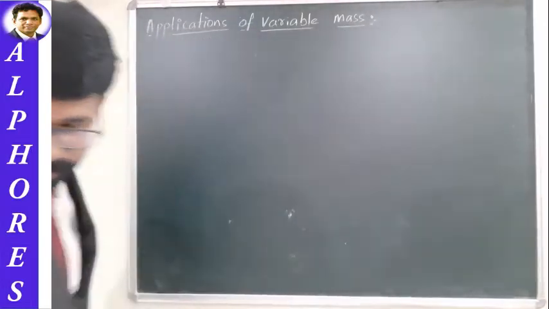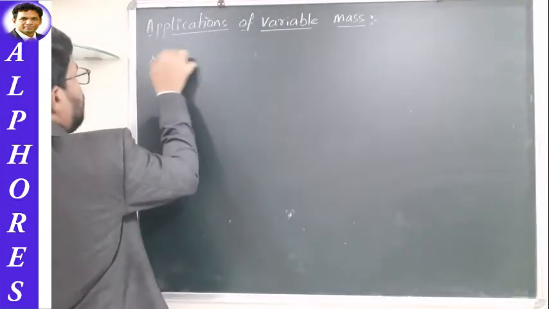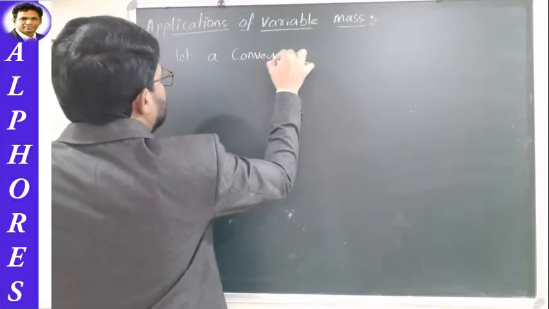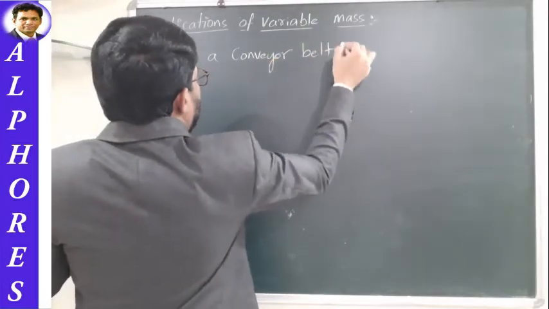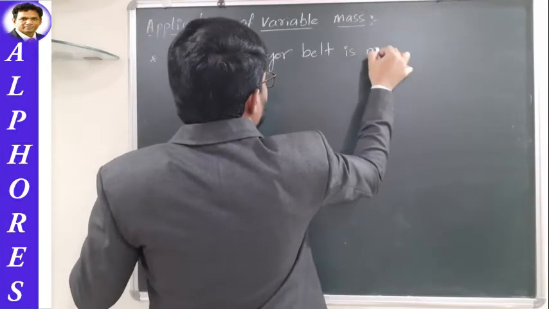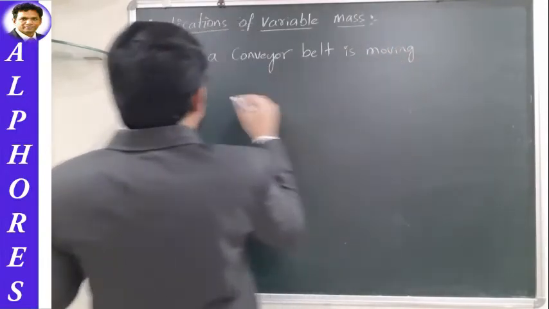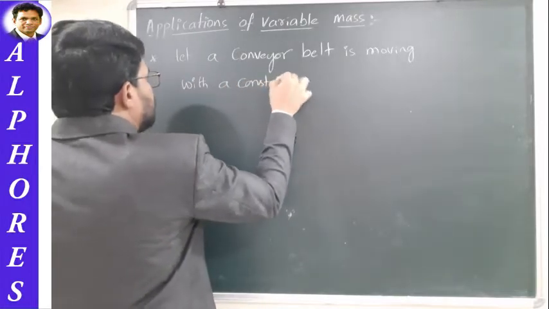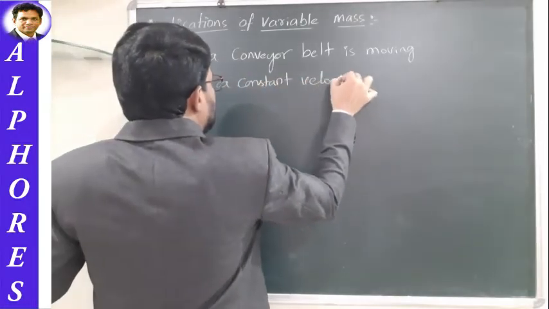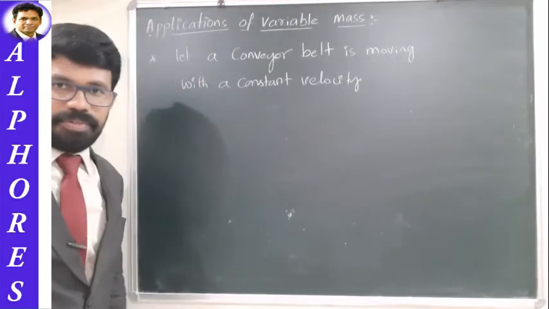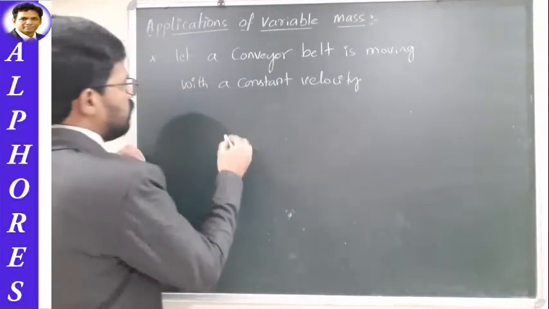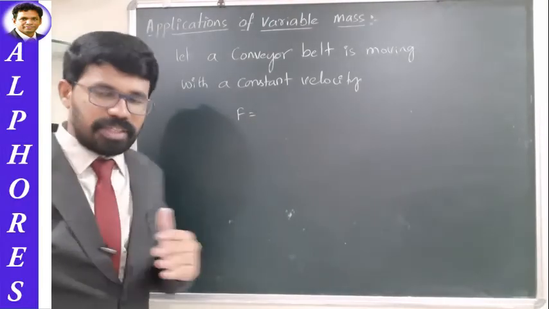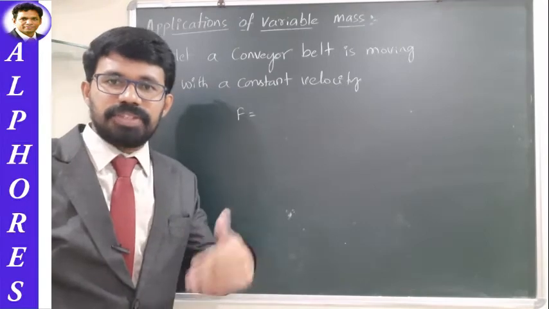Conveyor belt. Let a conveyor belt be moving with a constant velocity. If it is moving with a constant velocity, what is the extra force required to maintain that constant velocity if mass is changing with time?